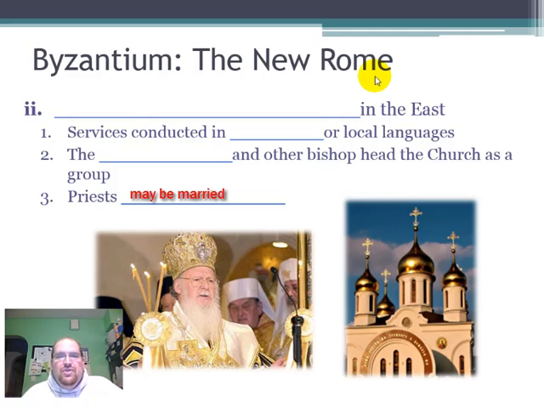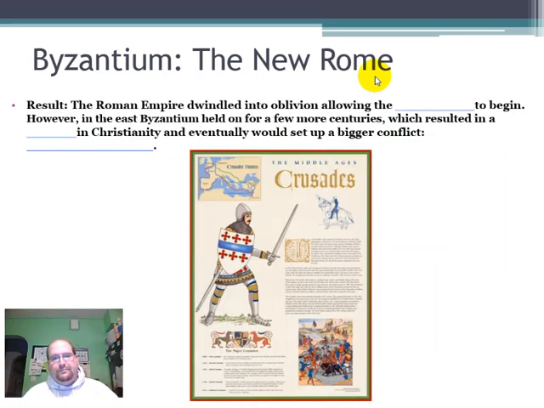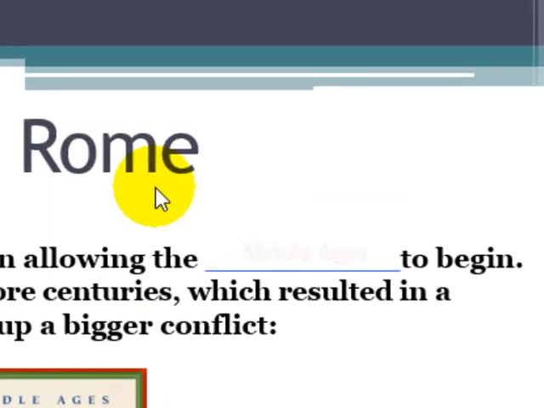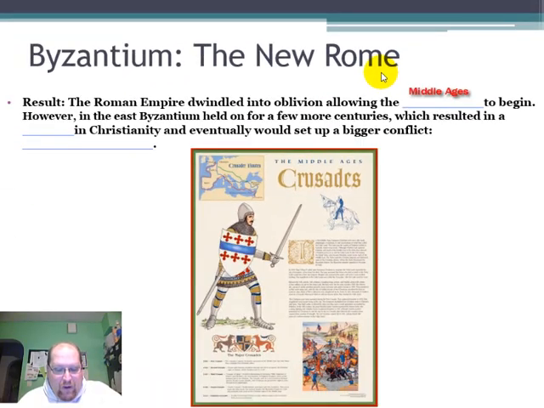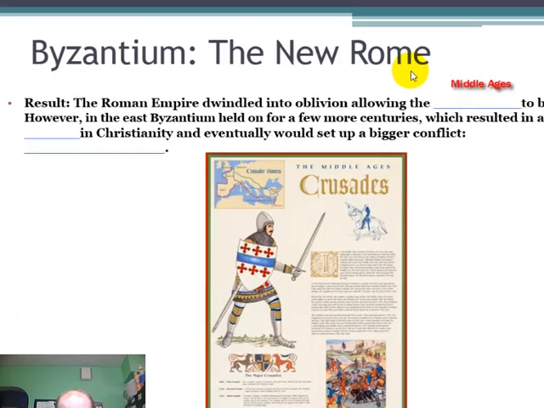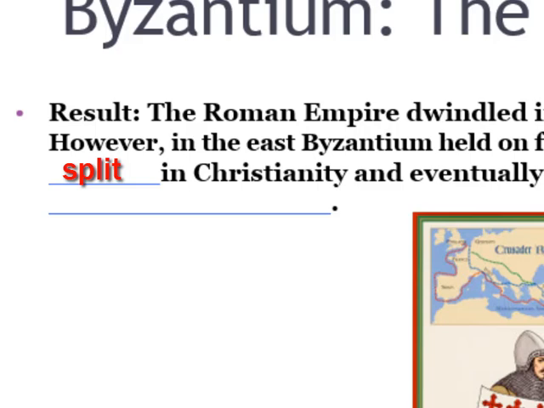So these two different breakaways have their own little differences. They believe in the same Christ, the same general principles, but it's how they practice it, as well as the day-to-day living of the church and their faith that they disagreed in. The result: the Roman Empire dwindled into oblivion, allowing the Middle Ages to begin. However, in the East, Byzantium held on for a few more centuries, which resulted in a split in Christianity and eventually would set up a bigger conflict: Christianity versus Islam.